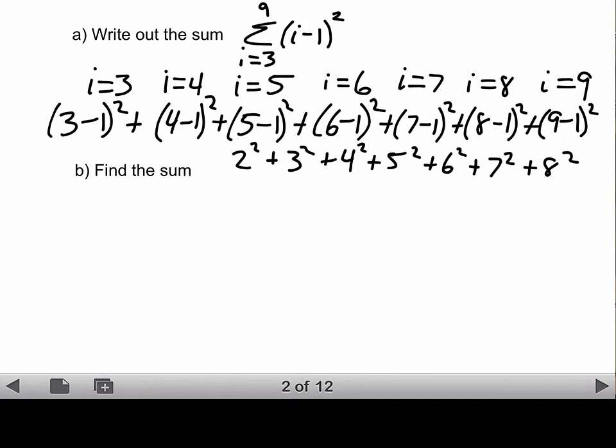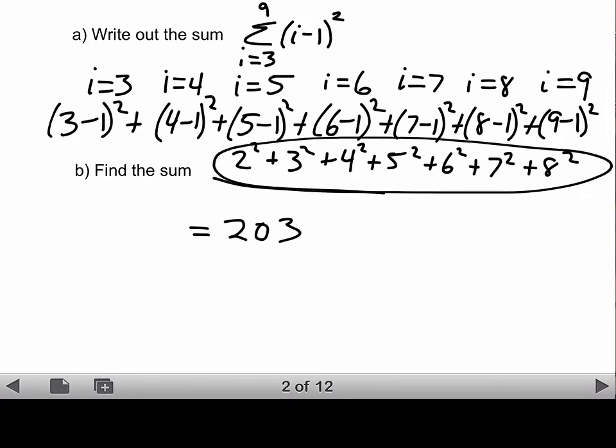To actually find the sum, I'm going to put all this into my calculator. Alright, I lied. I just did it on paper. The answer I come up with when I add all this up together is 203. So write out the sum, a bunch of squares added together, find the sum, do just that.